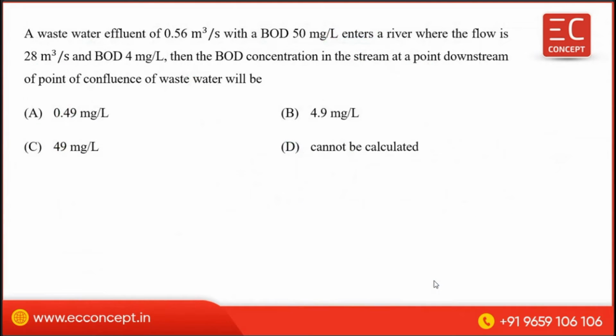So a wastewater effluent of 0.56 meter cube with a BOD of 50 milligram per liter enters a river. That is, there is a river flow. Okay, and the sewer is entering into the river.